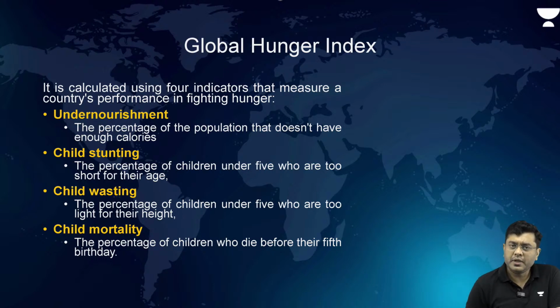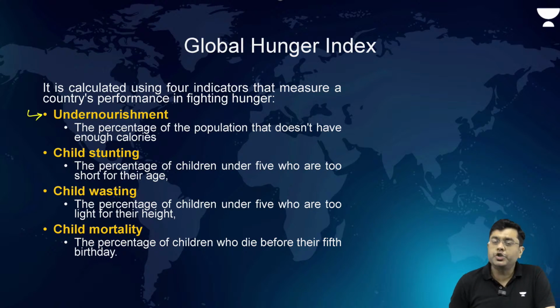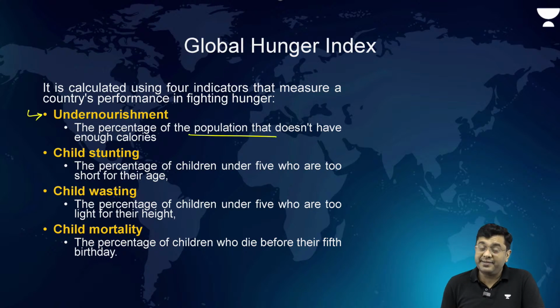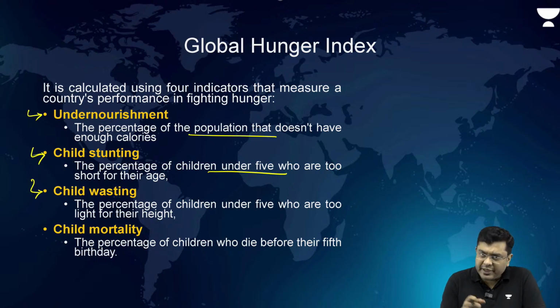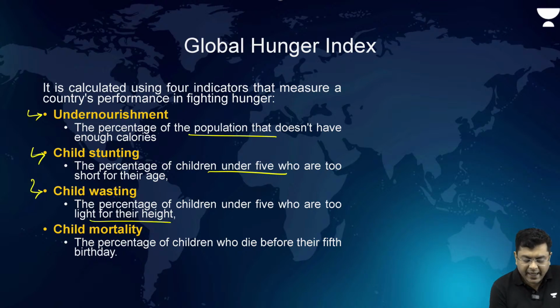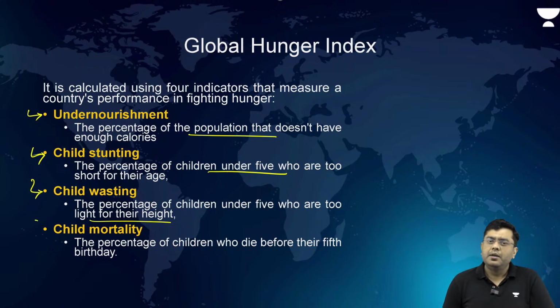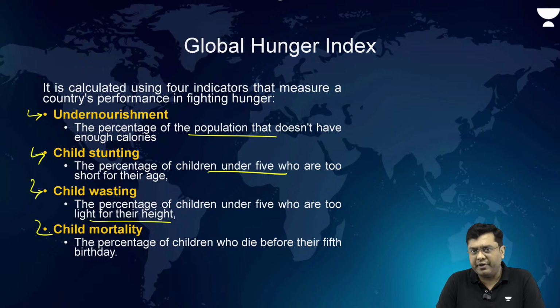Undernourishment, right? So percentage of population that doesn't have enough calories intake. Then child stunting, right? Where the children under 5 who don't have the height which is required or expected at their age. Child wasting, right? Where they are too light for the height that they have, they don't have the muscle mass development. And child mortality, the children under 5 who basically are not able to survive.